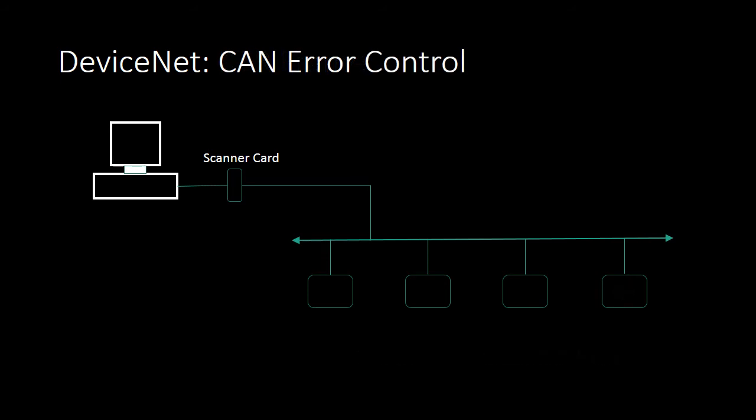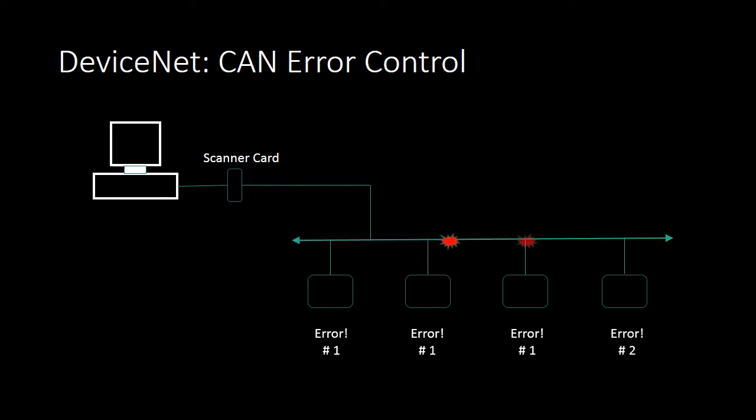The CAN specification defines the error control mechanism, which makes the network very reliable with a very low undetected error rate. Every network device must be able to identify the occurrence of these errors and inform the other devices that an error has been detected.